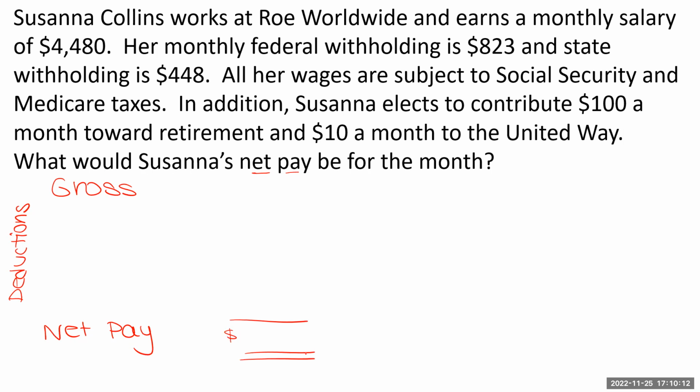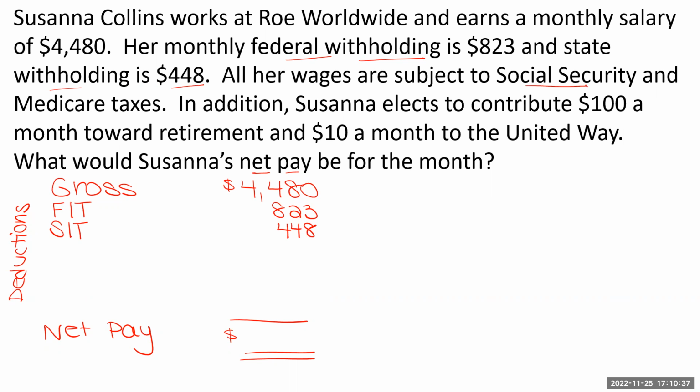Okay, so gross pay is $4,480. That's your starting point. Remember, I told you they had to give you federal withholding and state withholding because we don't have access to her W-4. So federal income tax, state income tax. So we have 823 and 448 for federal and state.